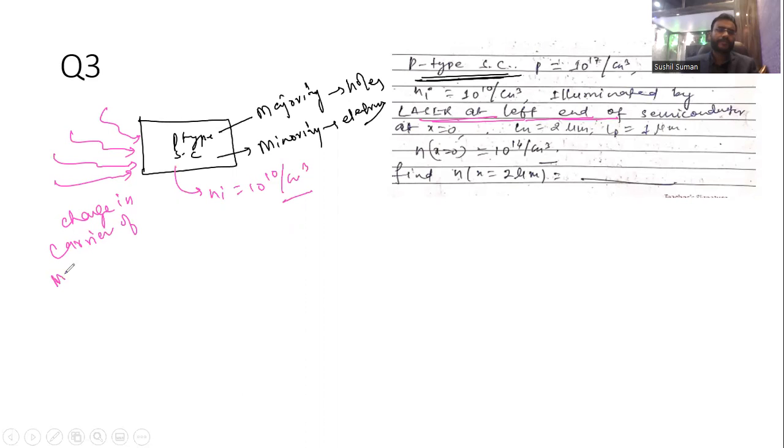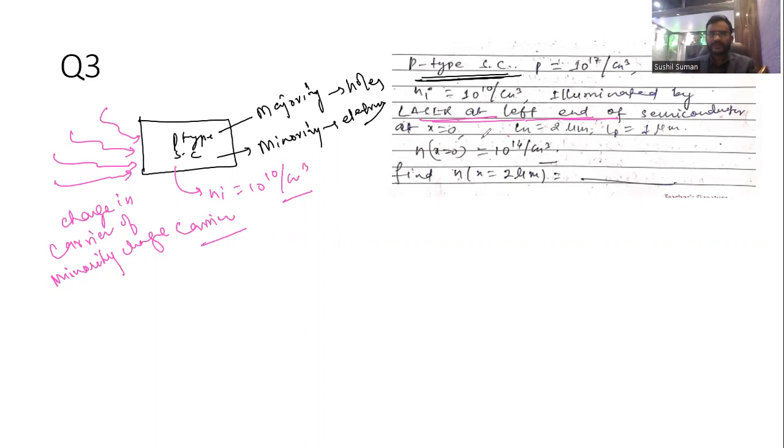The minority charge carrier. Why the minority charge carrier? Because of the continuity equation. So what does the continuity equation say? If there is a change in the carrier, then there is a significant change in the minority charge carrier, not the majority charge carrier. Got it? So there is a significant change in the minority charge carriers. As you know, in a p-type semiconductor, the minority charge carrier is your electrons. So there is a change in the electrons.